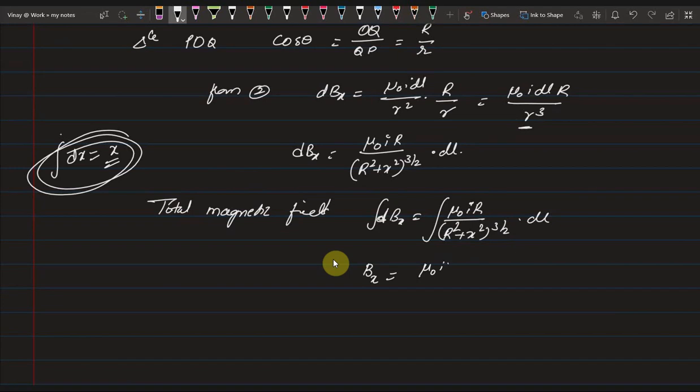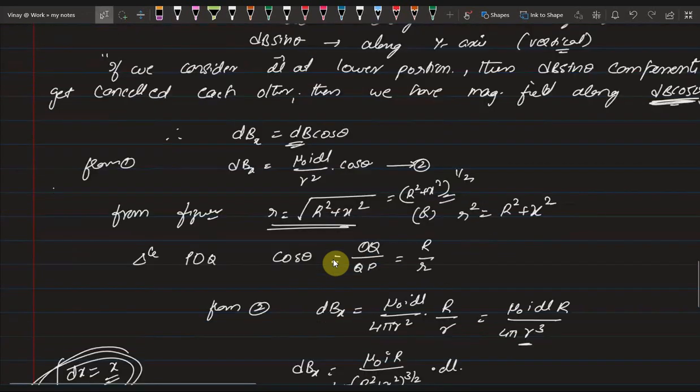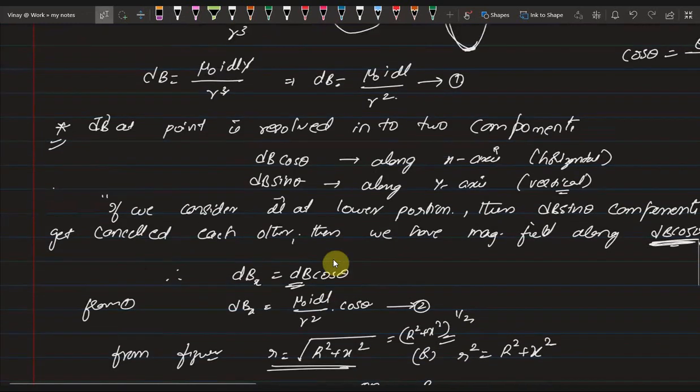You can write it as mu naught I by R square plus x square whole to the power of 3 by 2. Sorry, mu naught I by 4 pi r, I missed 4 pi. Because Biot-Savart's formula is mu naught I by 4 pi r. Sorry, I forgot the 4 pi.